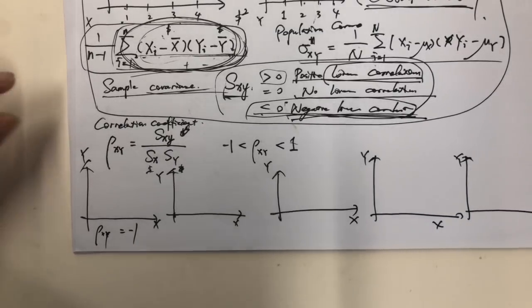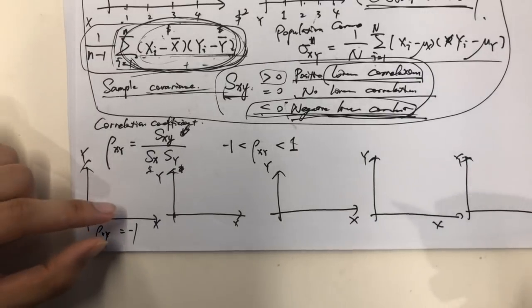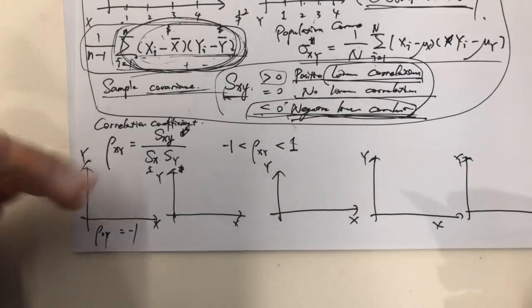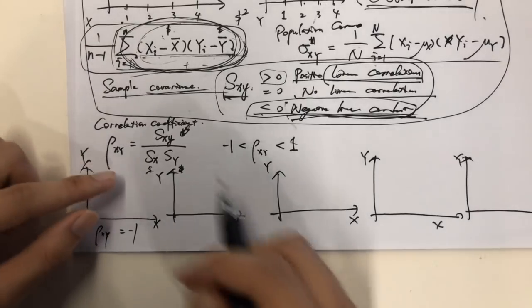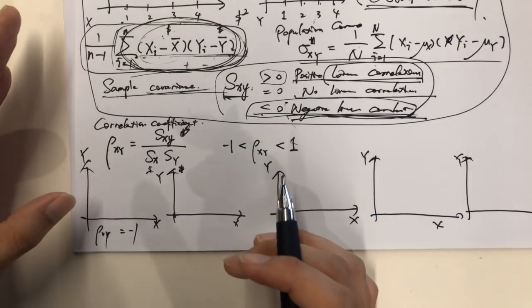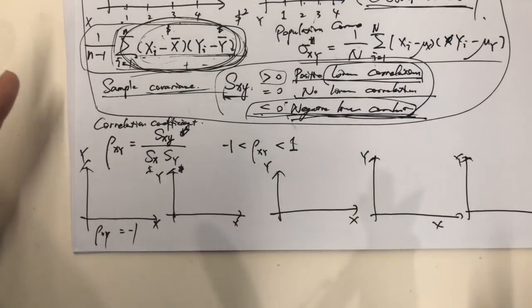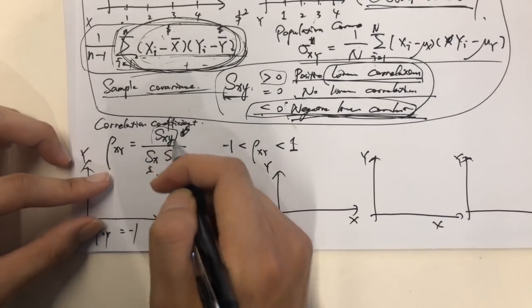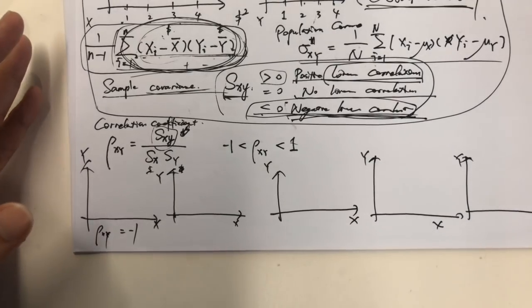Exactly. So, what else question? Why is sample covariance represented with an S? Well, S is for sample. Well, why? I mean, there's no why, because it's just denoted in that way, okay?